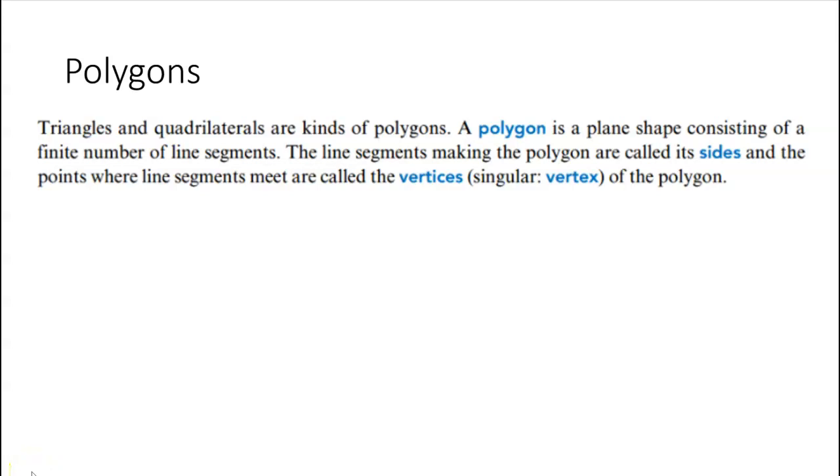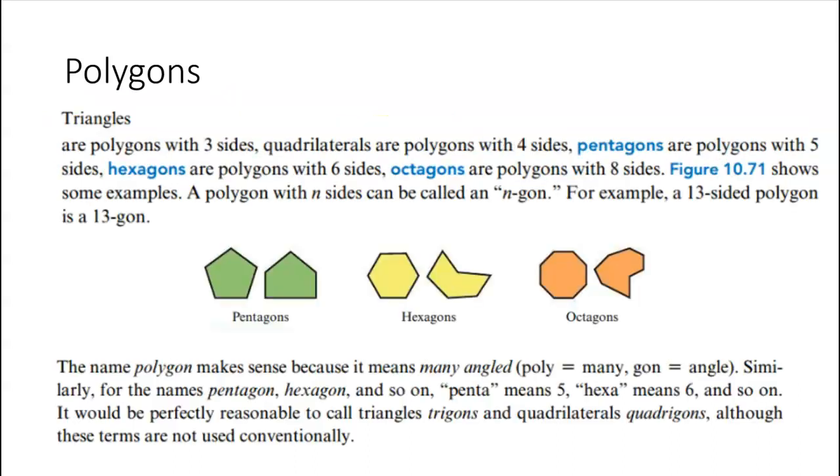So we're moving into polygons. Welcome back to 10.4. Triangles and quadrilaterals are types of polygons. A polygon is a plane shape consisting of a finite number of lines. That just means it could be 4 lines, could be 3 lines, and it could be more: 5, 6, 7, 8. The line segments are called its sides, and the points where they meet are vertices, or vertex, of the polygon.